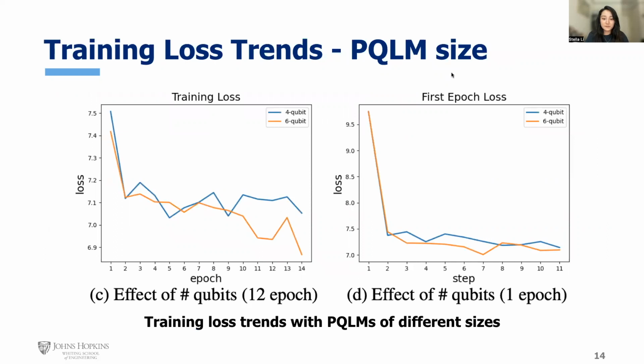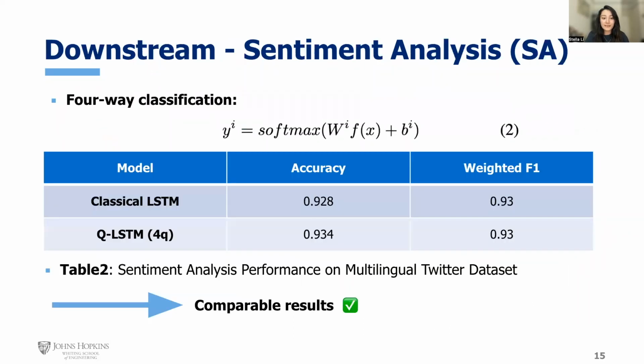Comparing the quantum language models with different sizes, we can see that the 6-qubit model reaches a lower perplexity at the end, while both models converge within the first epoch. Lastly, the quantum language model and the classical language model show comparable results on the sentiment analysis task with only using the trained embeddings, demonstrating its capability to be applied to a variety of downstream applications.